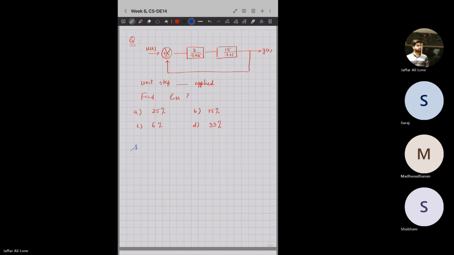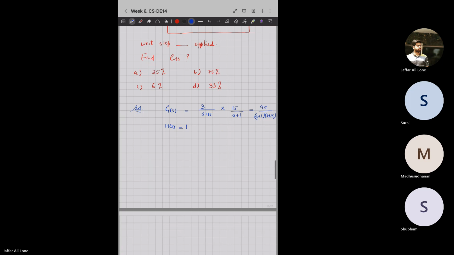What you have to do, just write the net transfer function. I will name that G(s), which will be 3 divided by s plus 15 into 15 divided by s plus 1, which is equal to 45 divided by s plus 1 into s plus 15. Perfect. And what is H(s)? H(s) is 1. And now, again, you can use the same formula. What is steady state error?